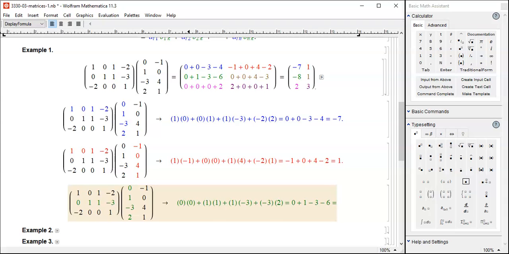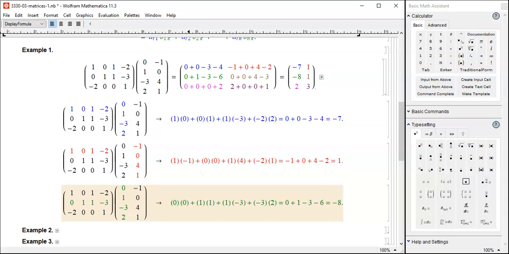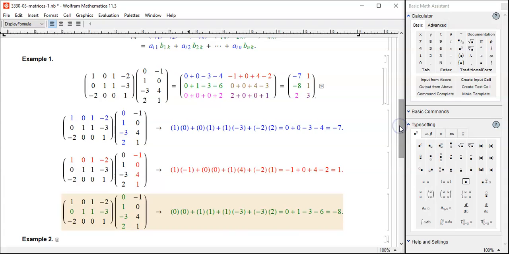Is that right? And then am I getting negative 8 here? Yes, we are getting negative 8, as you see over there. With its first 3 entries, and then still 3 more to go. We need second row, second column, and that's over here, and so on and so forth. That's how you do matrix multiplication.